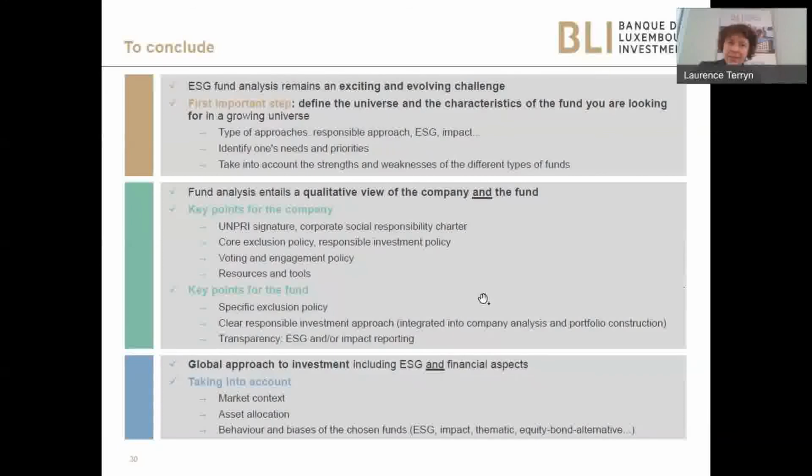First, identify the type of approach. Is it a simple, responsible approach, an ESG sustainable approach, an impact approach you are looking for? It's important to identify each one for each one of your client, of your portfolio. What are the needs? What are the priorities? Is it more on the ESG impact, extra financial part, and taking into account the strength and the weakness of the different type of funds? It could be, for example, useful to have different type of strategy in a global portfolio.